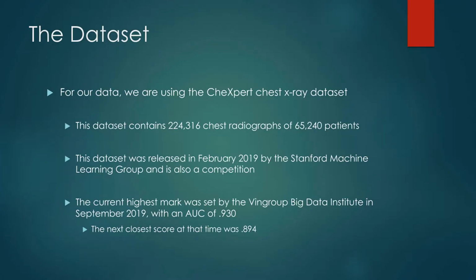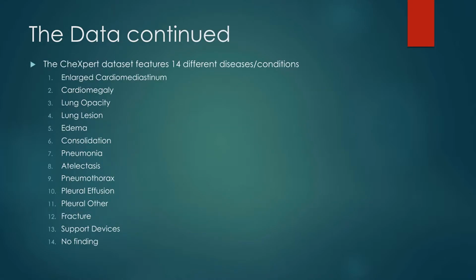The dataset we're going to be using for this project is the CheXpert chest X-ray dataset. It contains over 200,000 chest X-ray images from over 65,000 unique patients. It was released in February 2019 by the Stanford Machine Learning Group and is also currently a competition for the highest score. So this dataset contains 14 different diseases, with the 14th being a no-finding class.